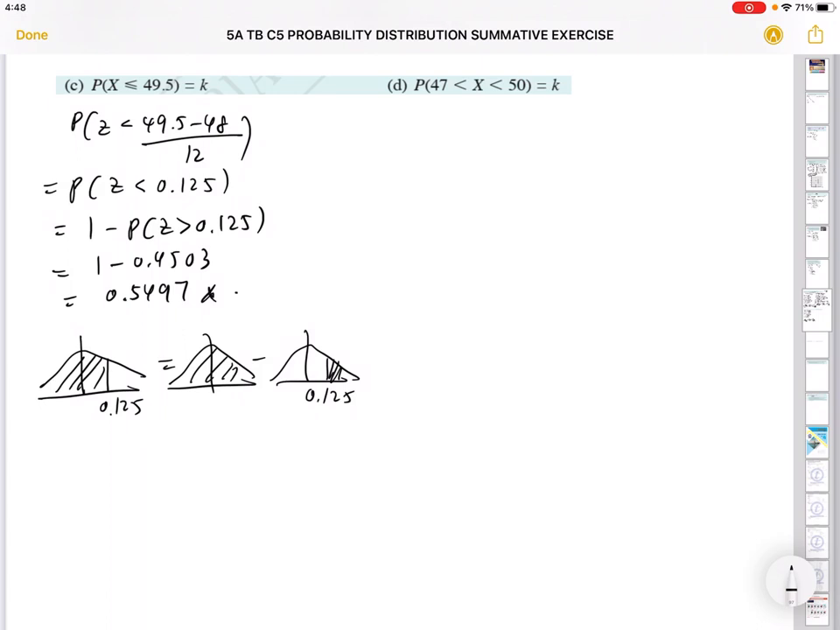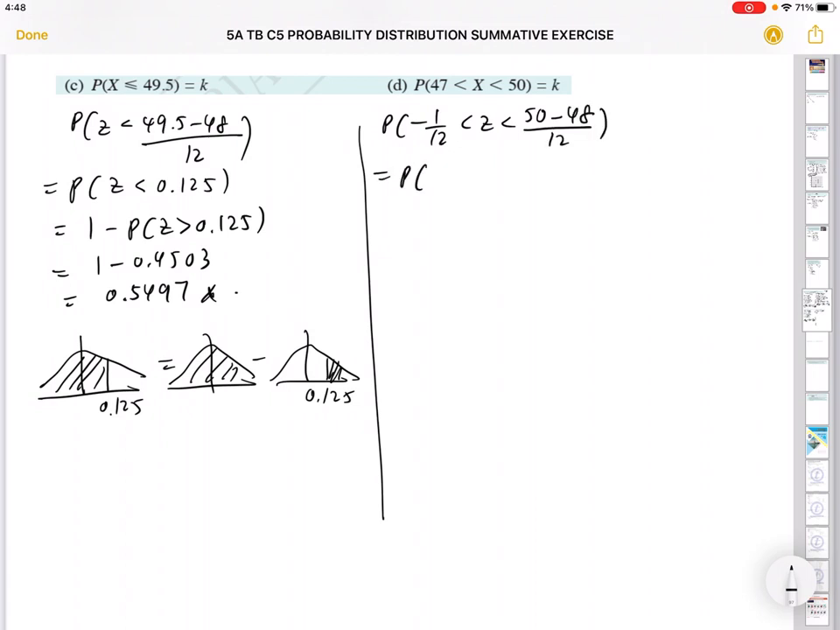Now, let's look at D. Again, I standardize first. For part A, we have 47, so I don't want to rewrite this. When you standardize 47, you get negative 1 over 12, so I'm not recalculating this. So 50 minus 48 over 12, this one I'll calculate for you, will be now negative 1 over 12 or 1 over 6. Again, I show you two versions. This is the one with decimal. The one above is the one with fraction.